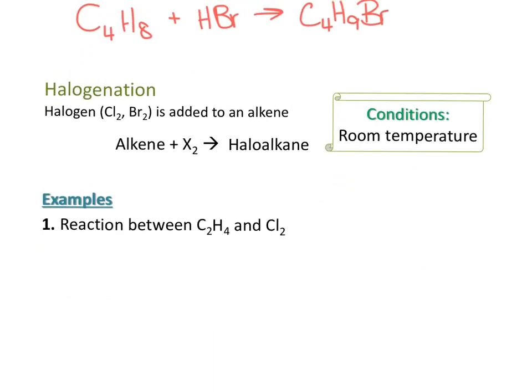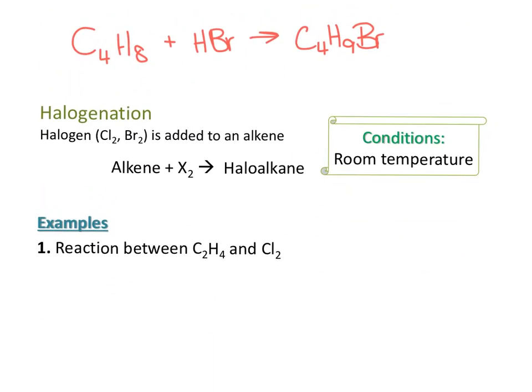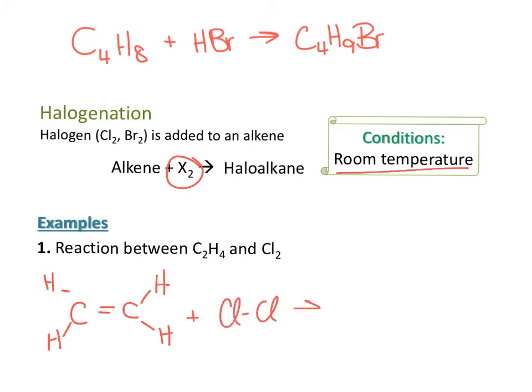Next one is halogenation, which means we're just adding in halogens. Okay, you should have seen this when we were looking at test for saturation. The important thing here is we're using X2. Halogen gases, condition needs to happen at room temperature. So we start with the simple one. We've got ethene again, like we started before. We're going to add chlorine to it.